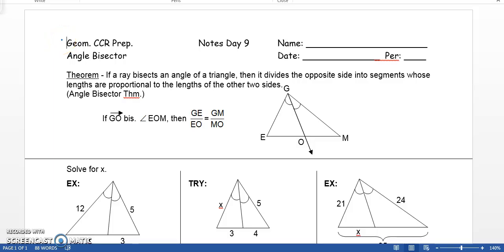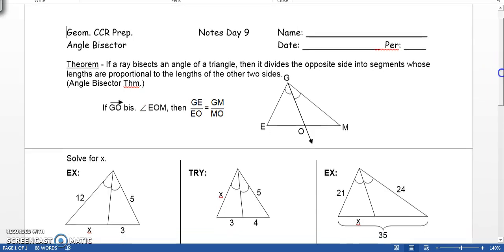Okay, so this is our last section of the similarity unit, and we're learning about the angle bisector theorem. Basically, if we are given that a ray will bisect an angle, so this is our ray that's bisecting angle G, splitting it into two congruent parts, then it's going to divide the opposite sides proportionally. So again, we're going to be setting up two different ratios, talking about the relationship between those two, and creating a proportion out of it.